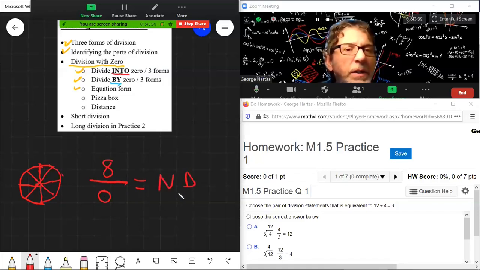No, there are not 8 slices. This makes absolutely no sense at all. Not defined. It doesn't matter how big this number is. 1.2 million. I don't care what it is. If the 0 is in the denominator, it is not defined. Okay? So hopefully that pizza box analogy helped a little bit. Okay, I have one more analogy.